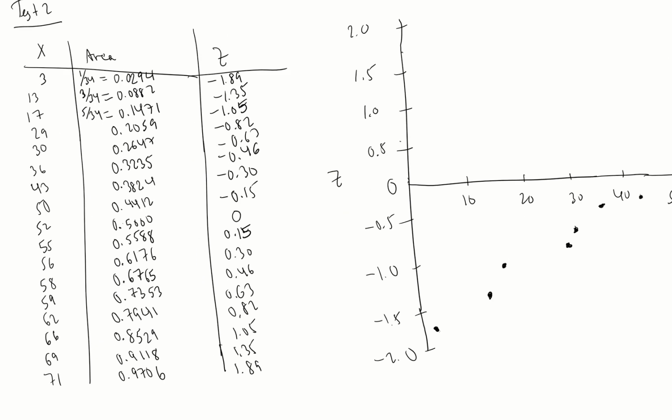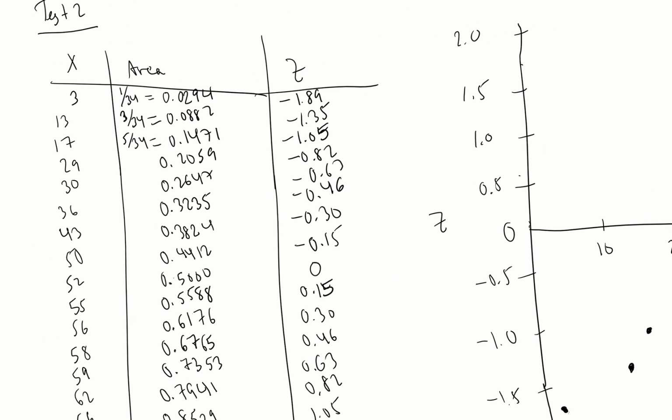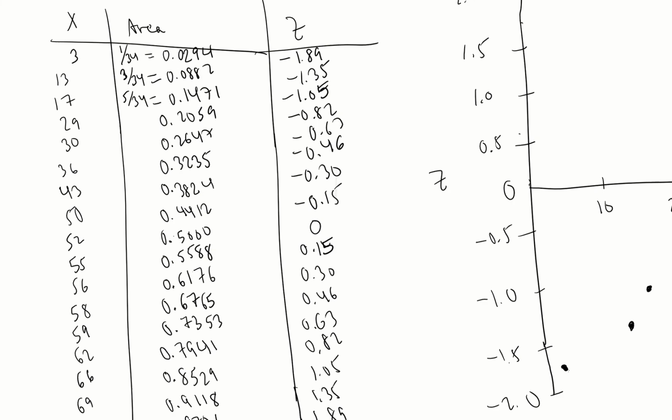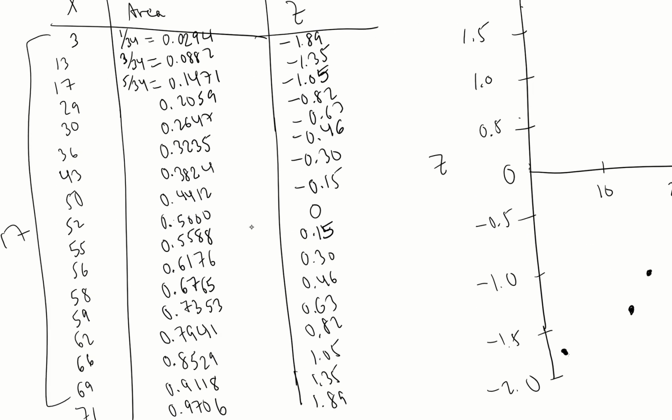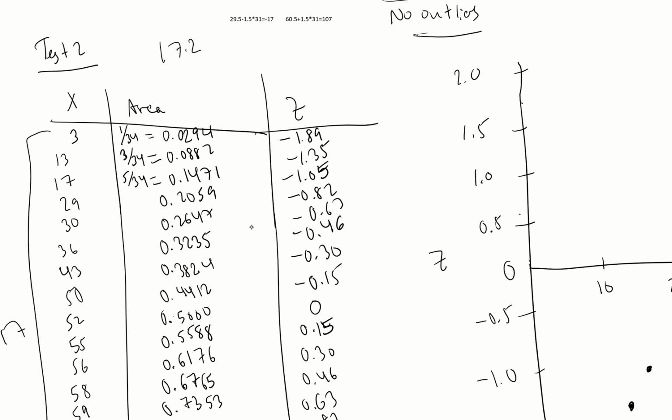All right, so this is the second test. I went ahead and sorted the data. So we got the data here from 3 to 71, and then we did the area. Now remember, since we got 17 data points here, we multiply that by 2, and that's how I got the 34 here. And remember, we have 1, 3, 5, 7, 9, 11, and so on. So this 0.2059 I got by doing 7 out of 34, then 9 out of 34, 11 out of 34, and so on. So that's how I got these areas: 1 out of 34, 3 out of 34, and so on. And then I used the z-table to get the z-score from this area.